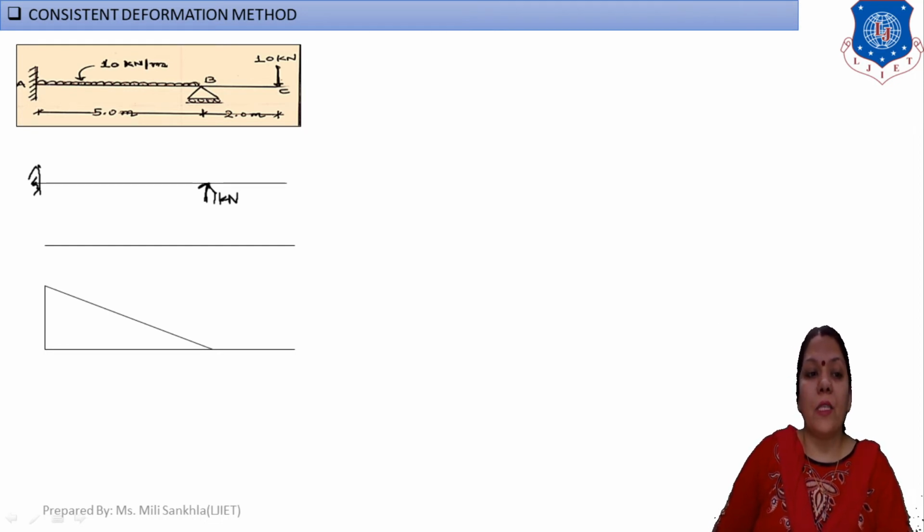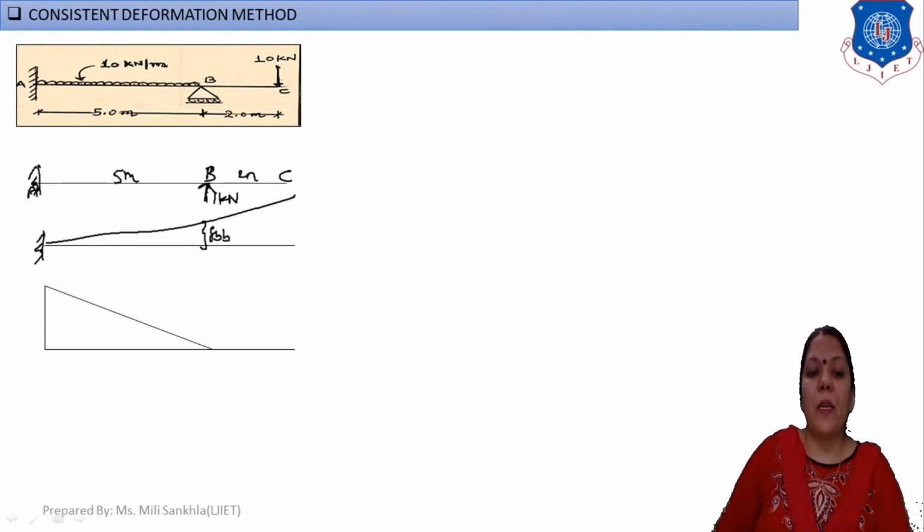Now if we apply the 1 kilonewton load, our beam deflects this way, and this deflection is known as del B. This is point A, this one is our B point, and this one is our C point, and the distances are 5 meter and 2 meter. Now again make this point fixed. Our bending moment for this unit load is equal to 1 into 5, right hand side anti-clockwise, positive 1 into 5.